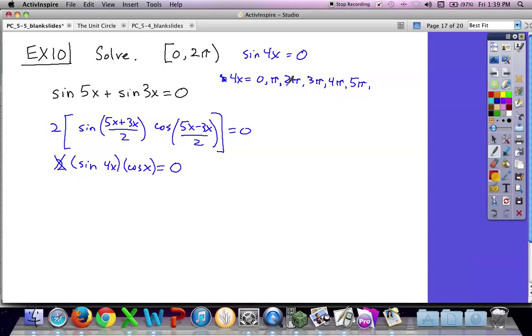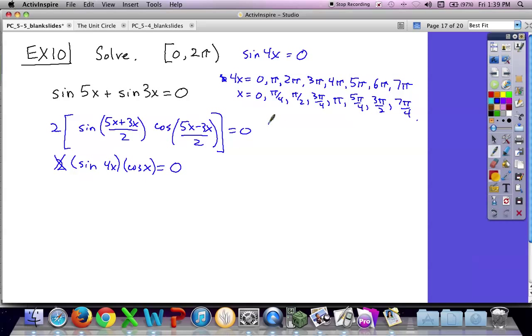How many times around is that? Once, twice, 3 times. And now we've got 6 pi and 7 pi. All of that equals 4x, but we're solving for x, so we have to divide by 4. 0, pi over 4, 2 pi over 4 is pi over 2, 3 pi over 4, 4 pi over 4, 5 pi over 4, 6 pi over 4, which is 3 pi over 2, and 7 pi over 4. All of those come from the sine of 4x equals 0.